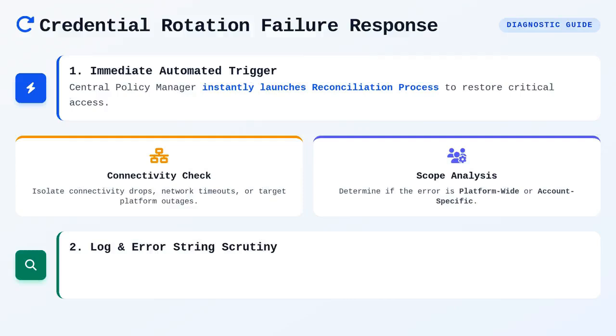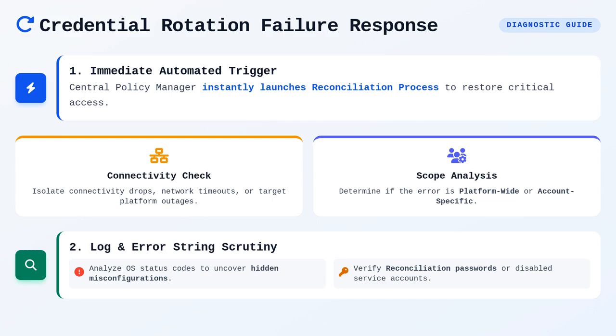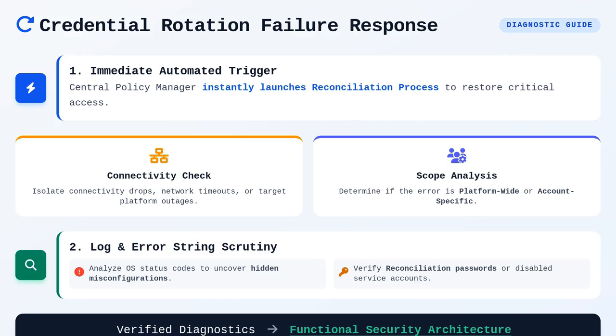Analyze the policy engine error strings carefully, as they often contain specific status codes provided by the target operating system. For example, a generic access denied code might mask a more subtle misconfiguration, such as an expired reconciliation account password or a disabled service account on the target machine. By scrutinizing these logs, you move from guessing to verified diagnostics, which is the hallmark of a functional security architecture.